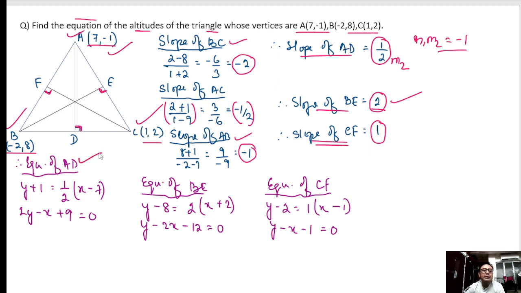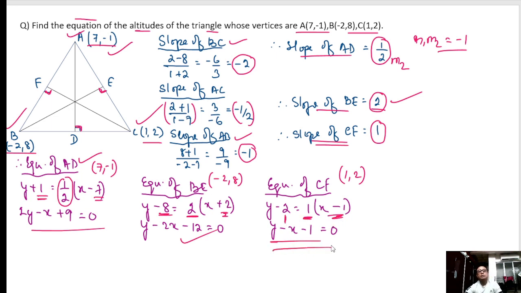Now for AD, see, it passes through (7, -1). So y minus y1 is m, the slope of AD, into x minus x1, which gives the equation of AD. Similarly, the equation of BE: BE passes through (-2, 8) and has this slope, so y minus y1 is m into x minus x1, we get the equation. CF passes through (1, 2). So y minus y1 is m into x minus x1, and we get the equation of CF.